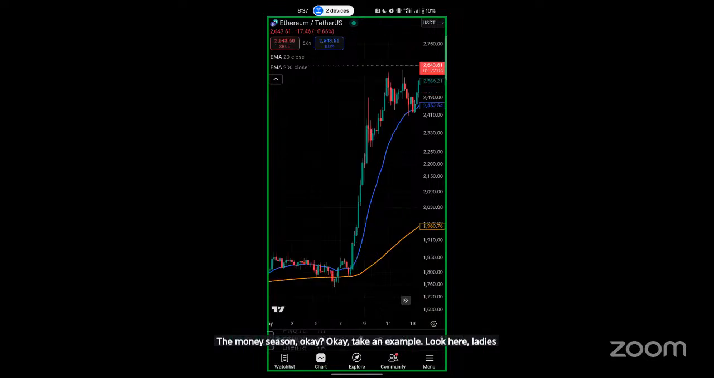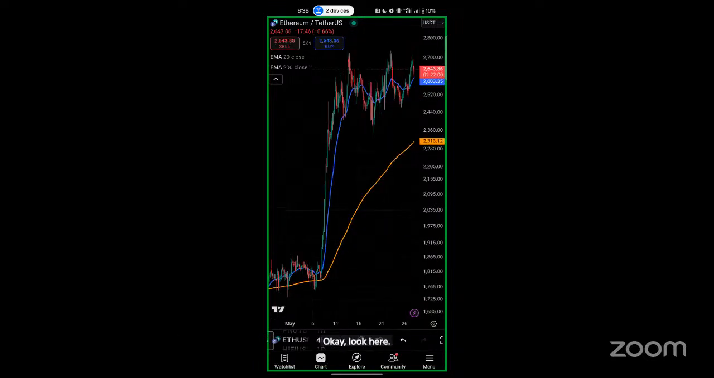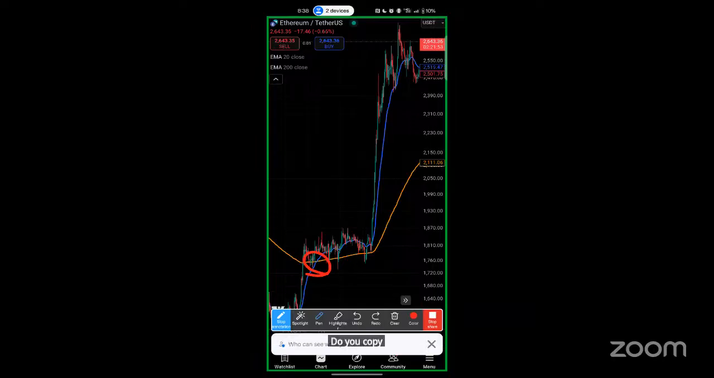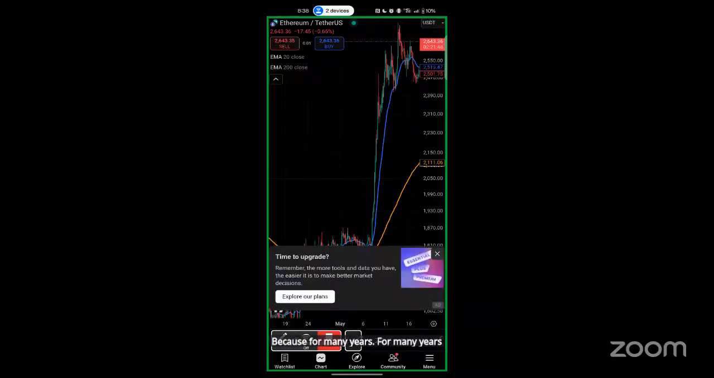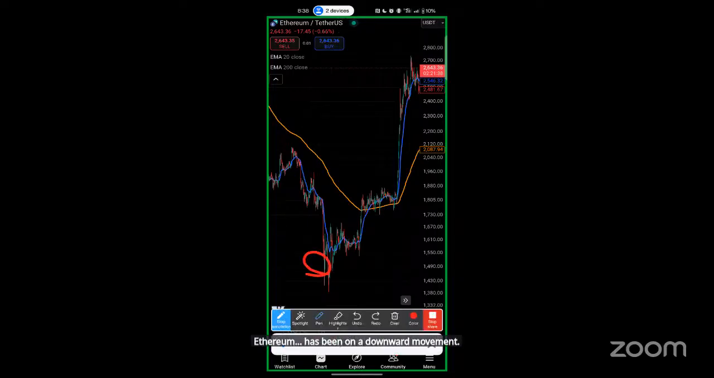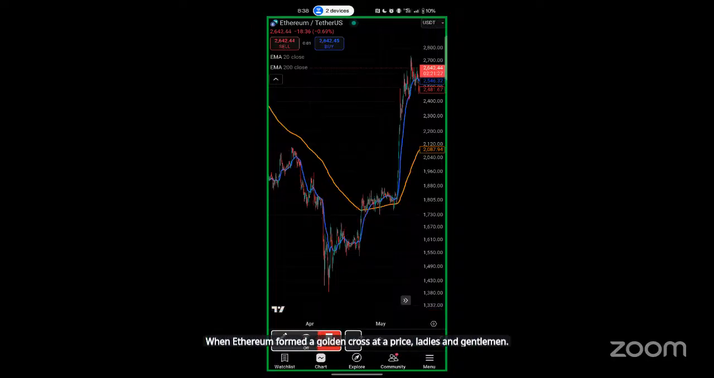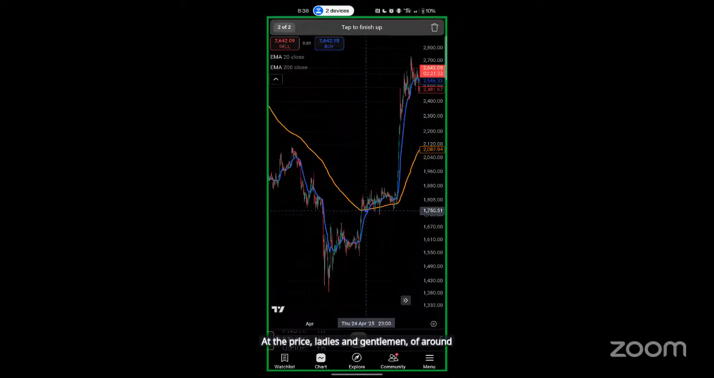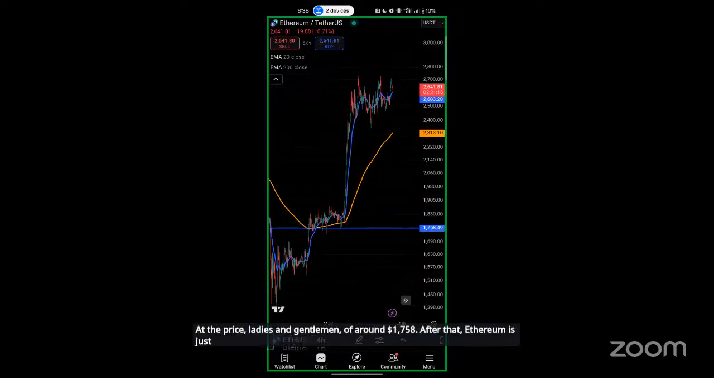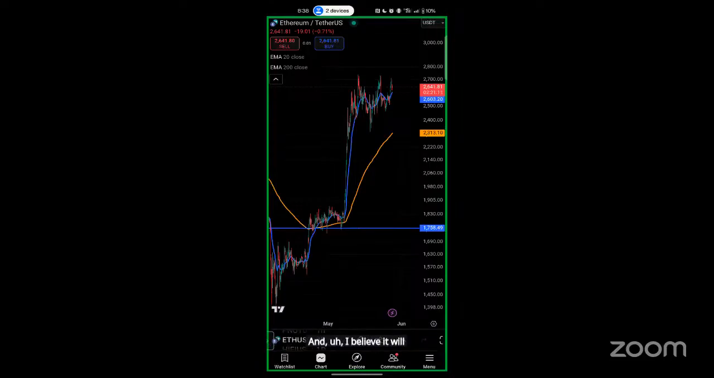Look here, ladies and gentlemen. This is a thorough example of someone who missed out on Ethereum. Do you copy, ladies and gentlemen? Someone missed out on Ethereum because for many years Ethereum has been on a downward movement. Both the lines have been sloping down and they have not been meeting. Until recently, when Ethereum formed a golden cross at a price, ladies and gentlemen, of around $1,758. After that, Ethereum is just continuing its journey, and I believe it will go up to $10,000.